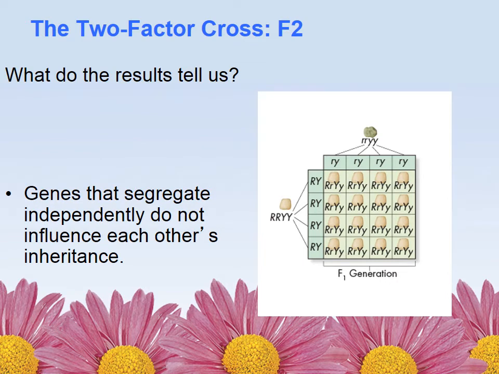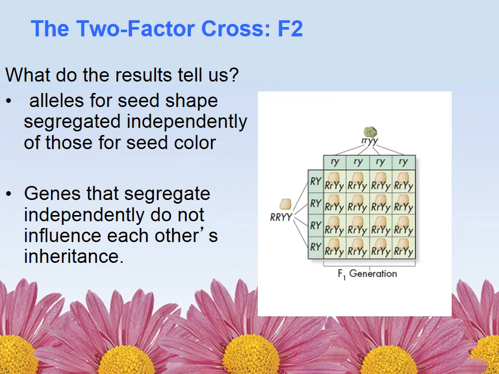So what do these results tell us? They tell us that alleles for seed shape segregate independently of those for seed color. So you could have any combination of the seed shape and color. You could have round and yellow, round and green, wrinkled and yellow, or wrinkled and green. So there are four different phenotypes that you could have.